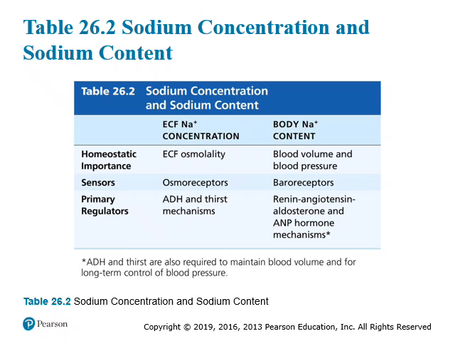Now, the antidiuretic hormone and thirst are also required to maintain blood volume for the long-term control of blood pressure. So pretty much these two are helping in controlling and balancing blood pressure.